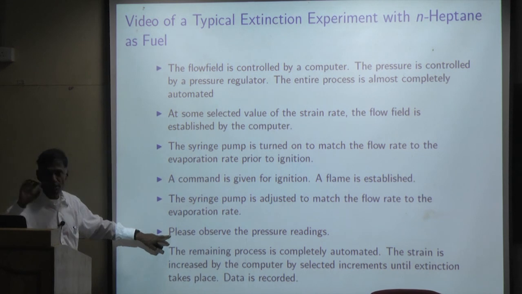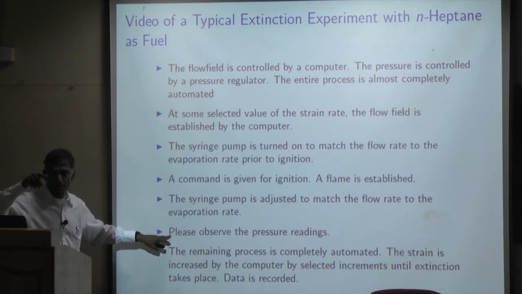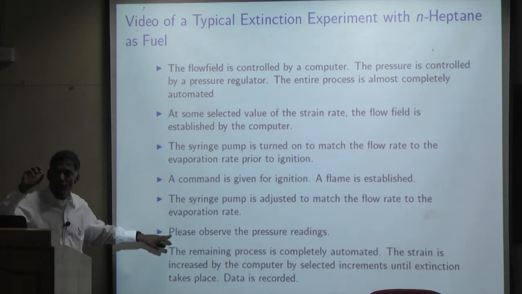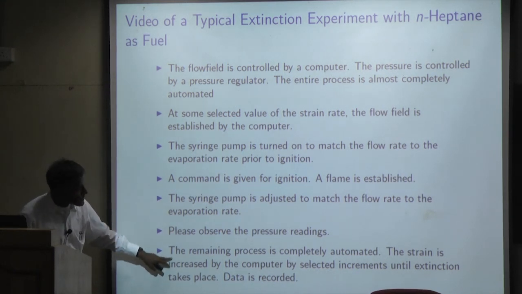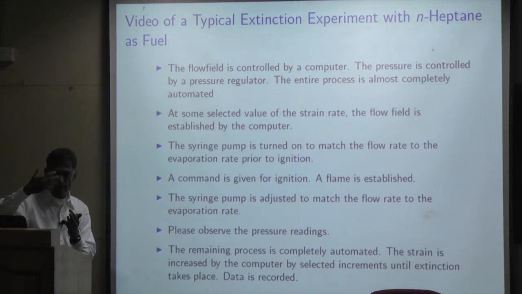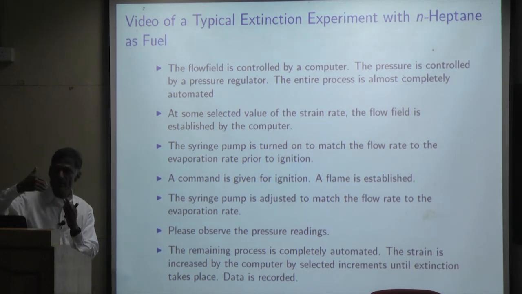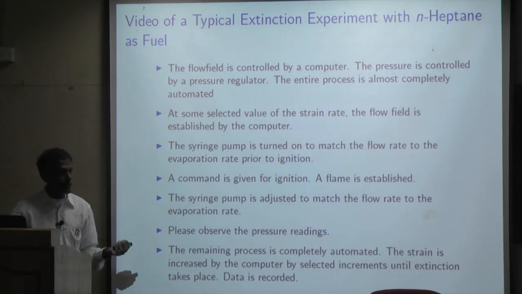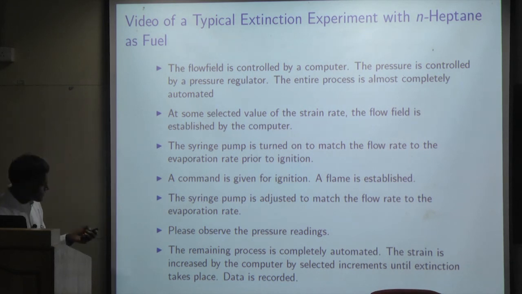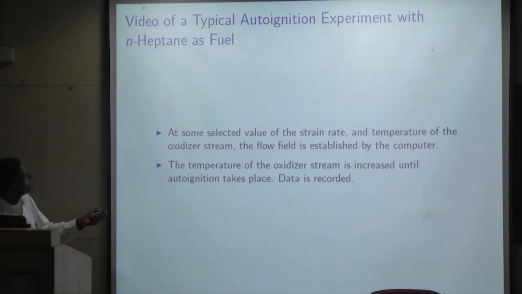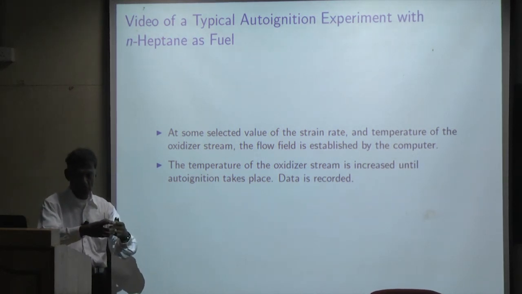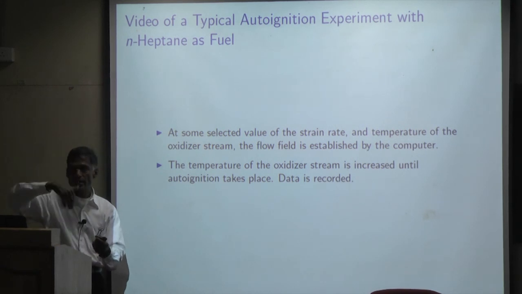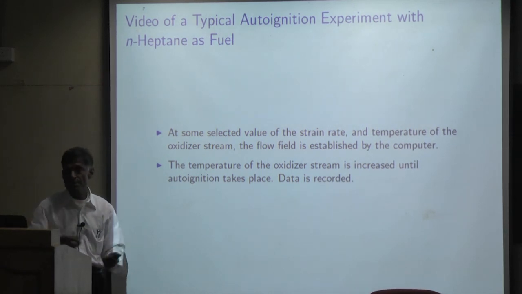Then I want you to observe the pressure readings. The computer will show you what the pressure is. You see that the pressure fluctuations are very, very small, which means we can very accurately maintain the pressure. Then automatically the computer will start increasing the flow rates until the flame extinguishes, and the data is recorded. That's what you're going to see. In the autoignition experiments, it's the same thing, except that now you have a pool of liquid fuel. Air comes from the top, and you keep on increasing the temperature until autoignition takes place.